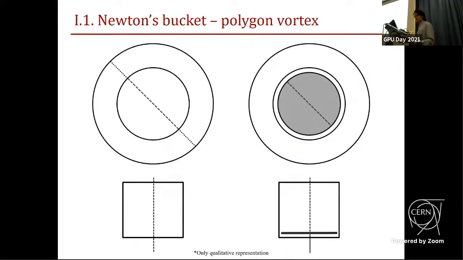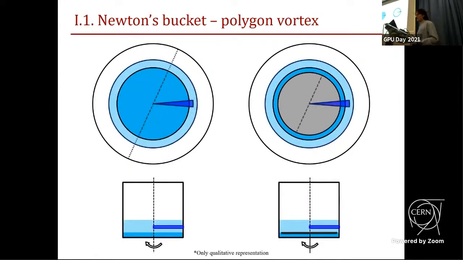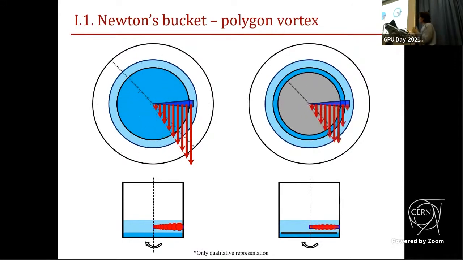So here are the two buckets. They are rotating, and we have the liquid inside, and we're going to look at this part of the liquid, namely its tangential velocity. And what we see in the Newton's bucket case, that of course, as we go outwards, its velocity is going to increase linearly. While in our case, in the middle it's going to go similarly, but near the walls it's going to drop down quickly. It's going to have a velocity difference.